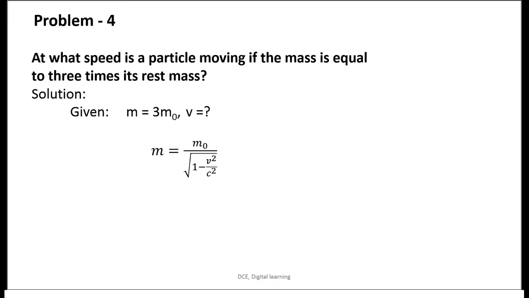From the equation, relativistic mass m is equal to m naught by square root of 1 minus v square by c square. Substituting the value m as 3 m naught and cancelling m naught on the right hand side and left hand side, substituting the value for c, we can calculate the value of v as 0.94 times the velocity of light.